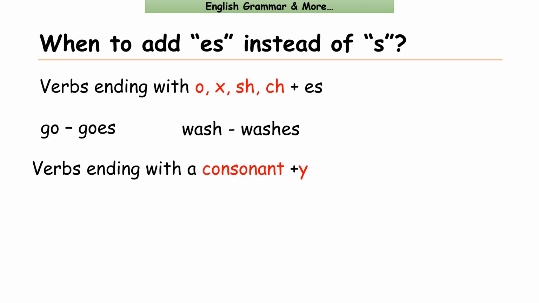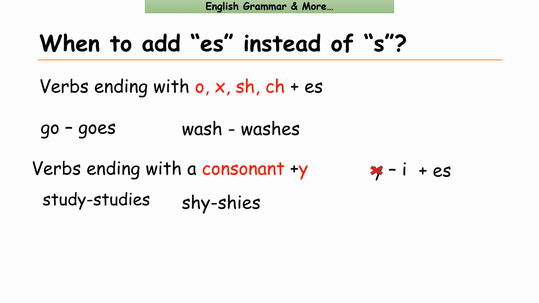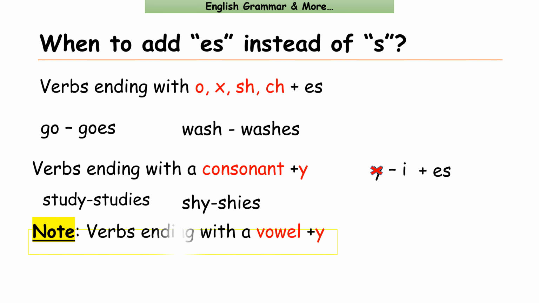Also, if the verb ends with the letter y that's preceded by a consonant, in that case, we replace y with i and then add es. For example, study, studies, shy, shies. However, please bear in mind that if the verb ends with a y that's preceded by a vowel, in that case, we simply add s to the end of the verb.